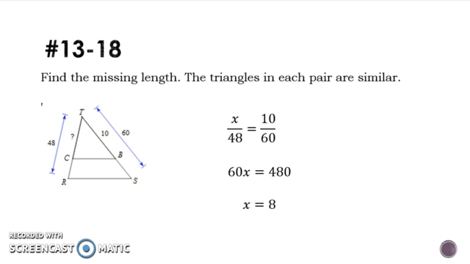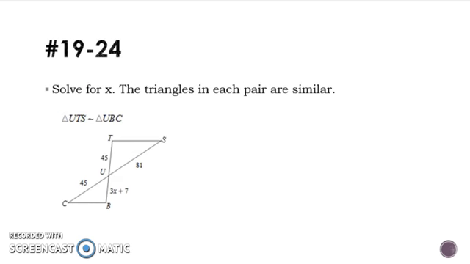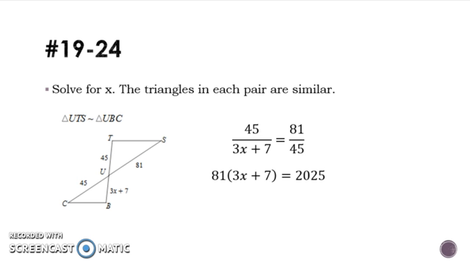The next set is the same, except we have algebra in it. We're going to use the similarity statement to help you find the proportion. UT is 45. It matches UB, which is 3x plus 7. So we're going to do 45 over 3x plus 7. So then we'll do 81 over 45. Here we'll cross multiply. We'll do 81 times the quantity 3x plus 7 equals 2025. Distribute, we get 243x plus 567. Subtract 567 and we get 1,458. Divide by 243 and we get 6.